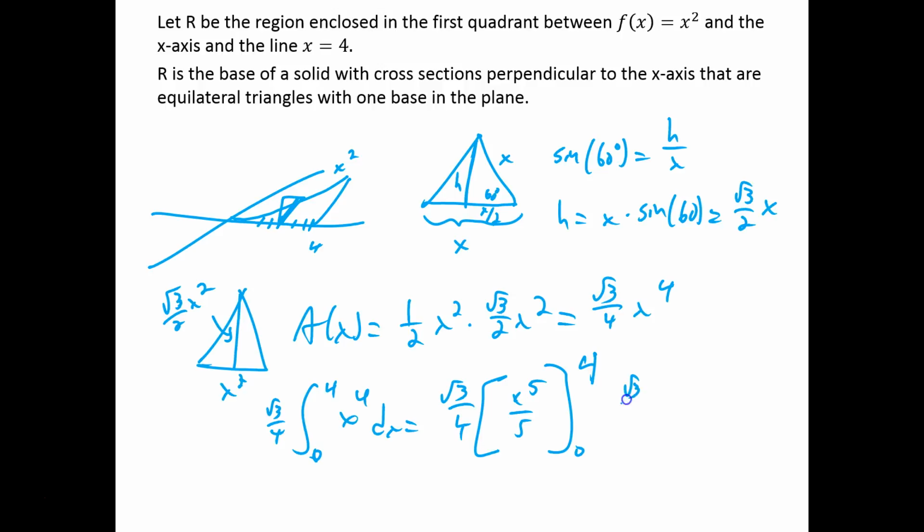So root 3 over 4 times 4 to the 5th over 5. The 0 will just cancel out. I'm going to change this to a 4 and cancel it with that 4 right there. So 4 cubed is 64, times 4 again, I think, is 256. So we have 256 root 3 over 5. Whew. I believe it. Good problem.